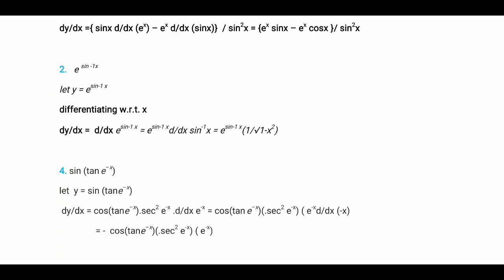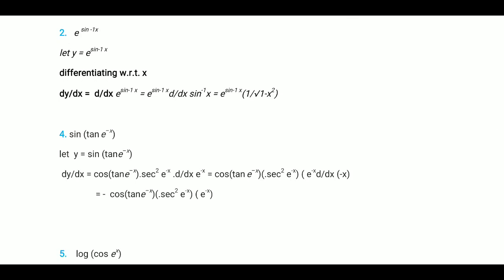It will become dy upon dx is equal to d upon dx of e power sin inverse x. First we differentiate it as the form e power x, and differentiation of e power x is e power x. So it is e power sin inverse x into, here the function is sin inverse x, so multiply it with the differentiation of sin inverse x. This is chain rule. e power sin inverse x into d upon dx of sin inverse x, that becomes e power sin inverse x into 1 upon under root 1 minus x square.